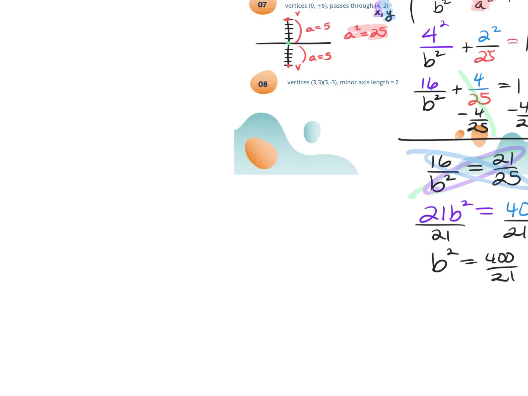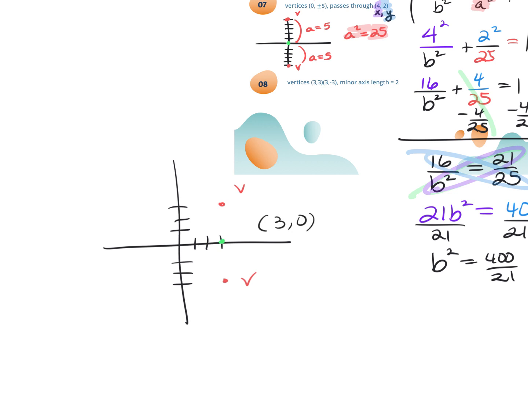So for number 8, I'm going to give myself a visual. This time my center is not going to be at 0, 0. So let's graph the vertices. 1, 2, 3, 1, 2, 3, 1, 2, 3. So I have a vertex at 3, 3, and 3, negative 3. Here are my vertices. Now, if I've given myself the visual, I can see my center point is right here. It's going to be the ordered pair 3, 0.